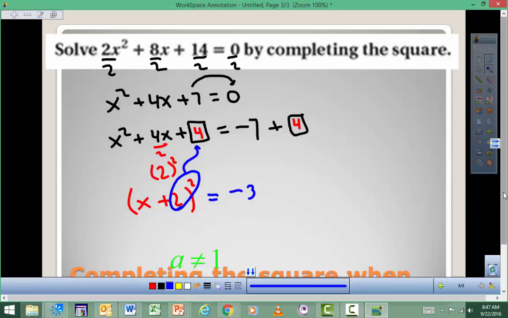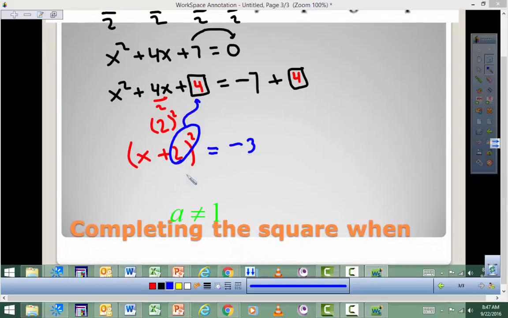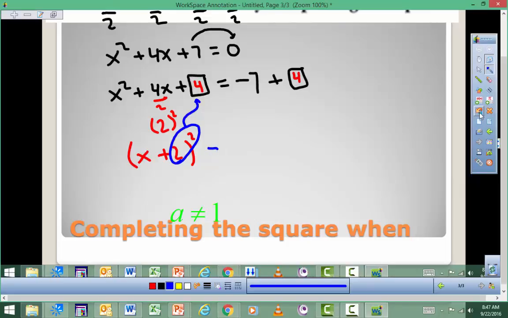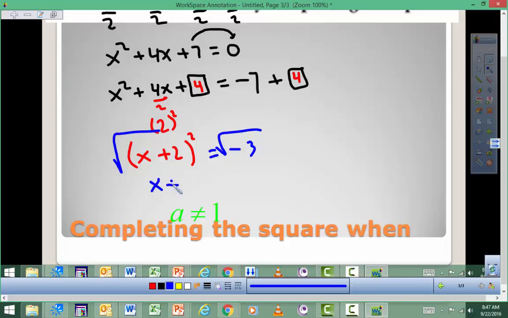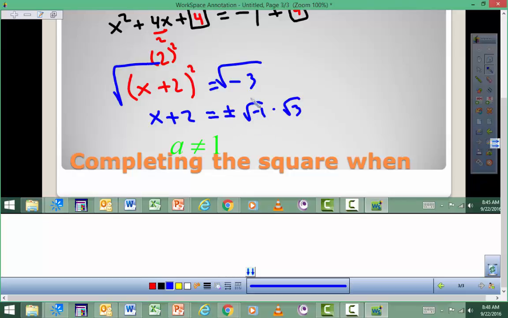And notice this time when we take the square root, we're going to have a complex number because of that negative, right? Let me just back up a little bit. Negative 3. So when we take the square root on this side, we get x plus 2 is equal to plus or minus, and I want to rewrite this as the square root of negative 1 times the square root of 3. Because on a few of these problems you will get some imaginary numbers or complex numbers.